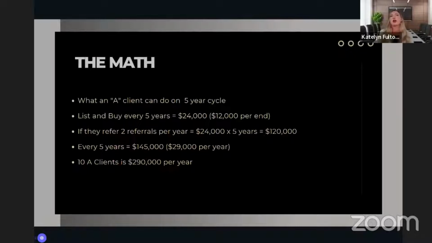So let's say it's an average $12,000 gross commission on each side. That's $24,000 from that client that you're going to receive. Now, if these guys refer 2 referrals per year, a buy and a sell, that's $24,000 times 5 years.